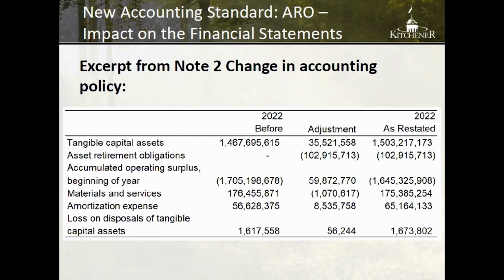An important thing to note is that these figures are all based on estimates of future costs to be incurred, in some cases many years into the future, and there is significant uncertainty involved in these estimates. Under the standard, the estimates will be revisited each year and adjusted based on the most recent information available.